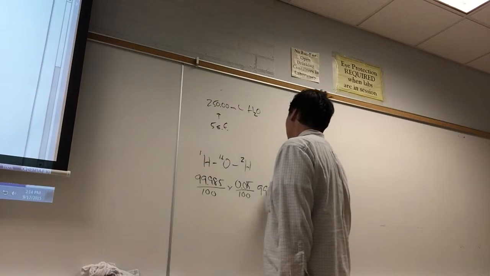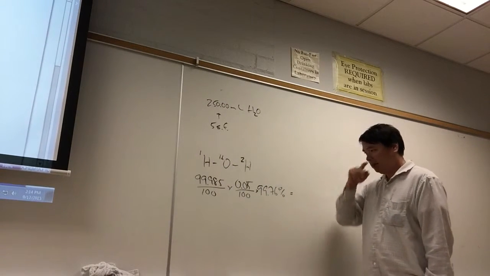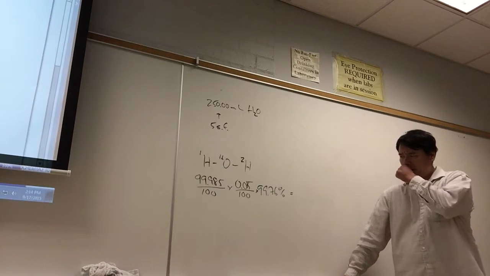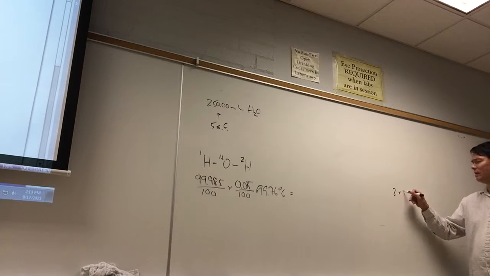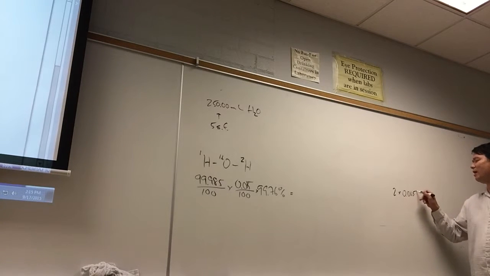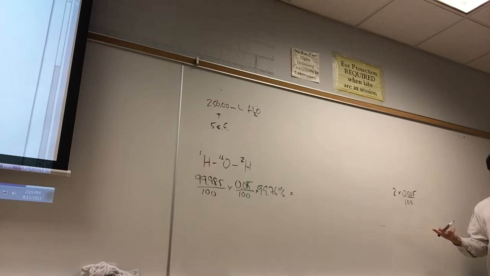And then we'll just do 99.76%. Oh, let me back up a step. A lot of people did 2. It seems to make sense: 2 times 0.015 out of 100. This seems to make sense because we're doubling the natural abundance, because we got 2 of them, right?